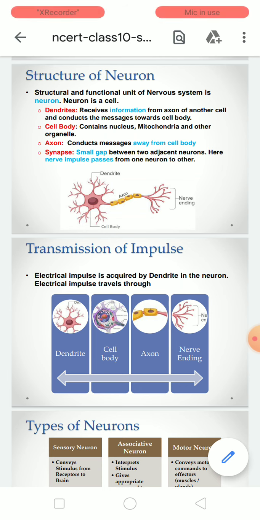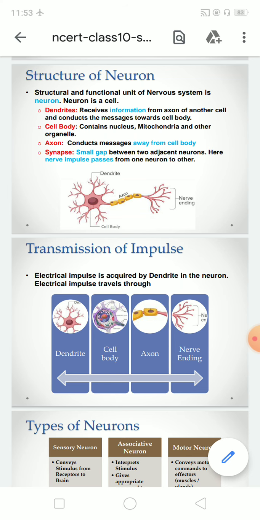Dendrites receive information from the axon of another cell and conduct the message towards the cell body. So basically what dendrites do is receive the information from the axon of the other cell and conduct the message towards the cell body. The cell body contains the nucleus, the mitochondria, and the organelles. The axon conducts messages away from the cell body, and the synapse is a small gap between two adjacent neurons, and here the nerve impulse passes from one neuron to another.